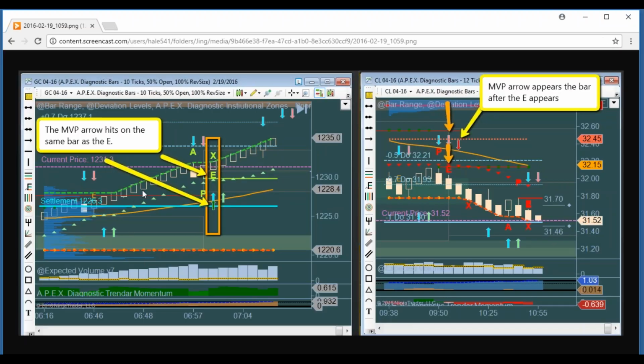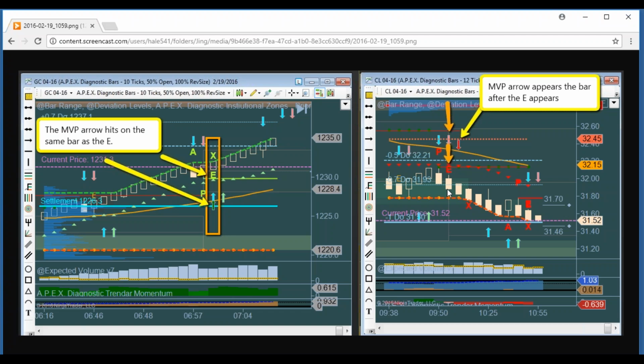Okay. What about when you've got that E? Here's another example here. An E that lines up with the red MVPs also has what on that same exact bar? What also appears on that same exact bar? Trend catcher confirmation down arrow. Kind of like triple confluence. Does that make sense?